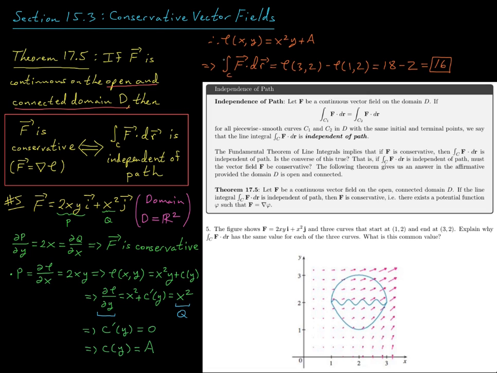So if I want to compute the line integral along any one of these three paths, all I have to do is evaluate this potential function at these endpoints and then subtract. And when you do that, you get 16. And as I noted in a previous video, this constant a here, we can disregard because when you take this difference, it's just going to cancel out. So you just as well could set a to 0.